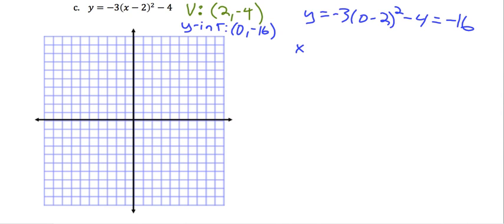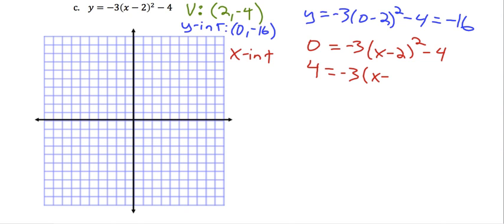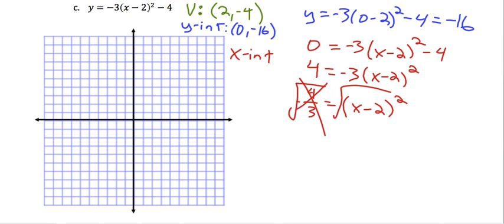X-intercepts, I'll do it in red this time. And here's where the problem's going to occur. If you did this problem already, you have probably figured it out. I'm going to add 4 to both sides. And same thing as the last one, I need to divide by that negative 3, so I get negative 4 thirds equals x minus 2 squared. If I take the square root of both sides, I can't take the square root of that side. I don't have any x-intercepts. So really, all I have right now is (2, negative 4) as my vertex, and that's really it.